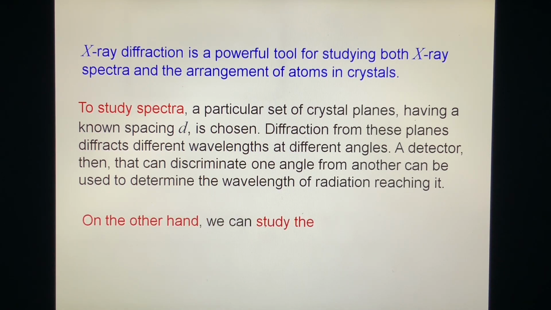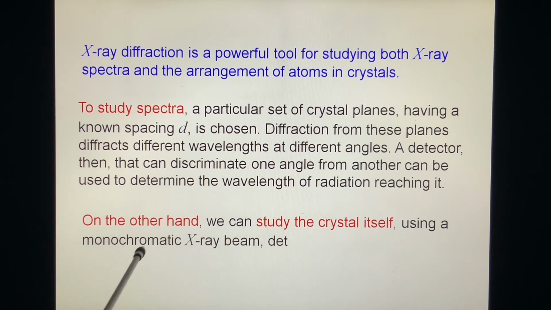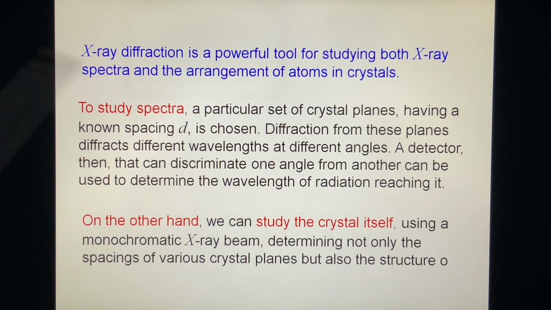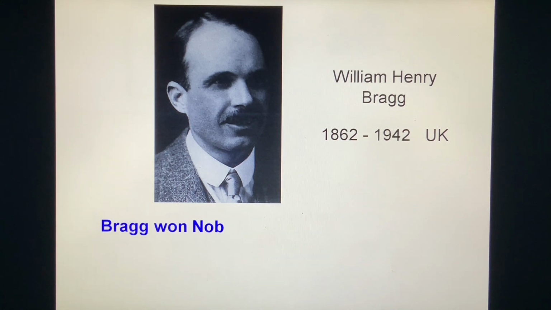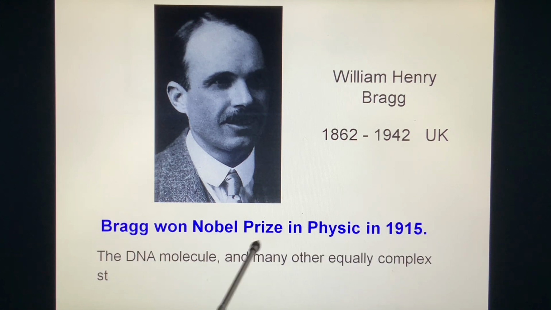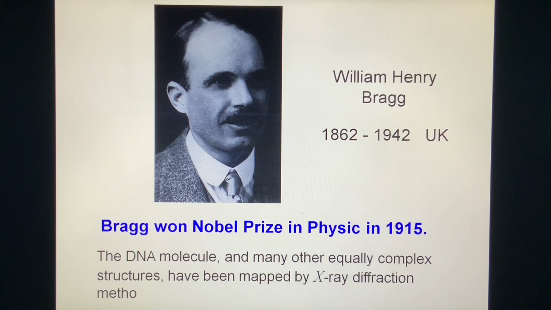On the other hand, we can study the crystal itself using a monochromatic X-ray beam, determining not only the spacing of the various crystal planes, but also the structure of the unit cell. This is Bragg. He won the Nobel Prize in Physics in 1915. The DNA molecule and many other equally complex structures have been mapped by X-ray diffraction.